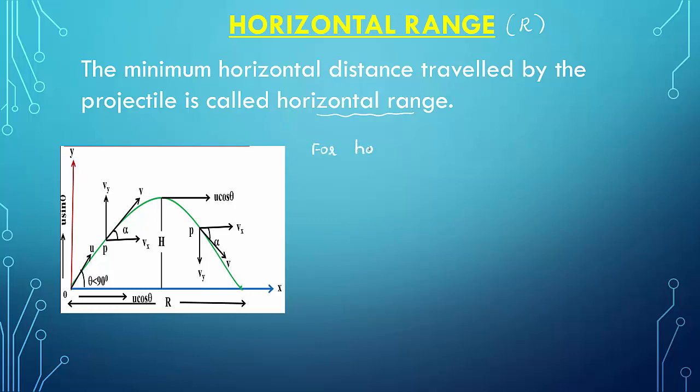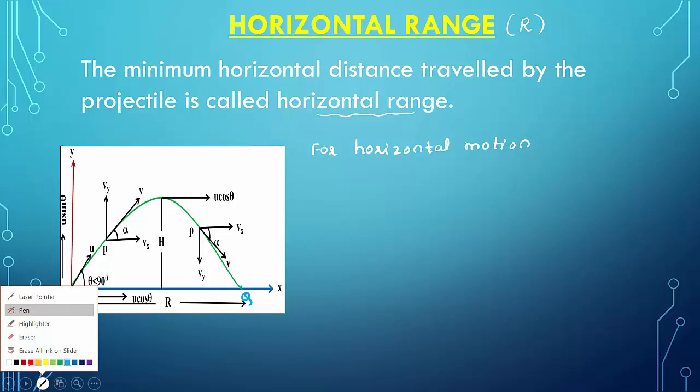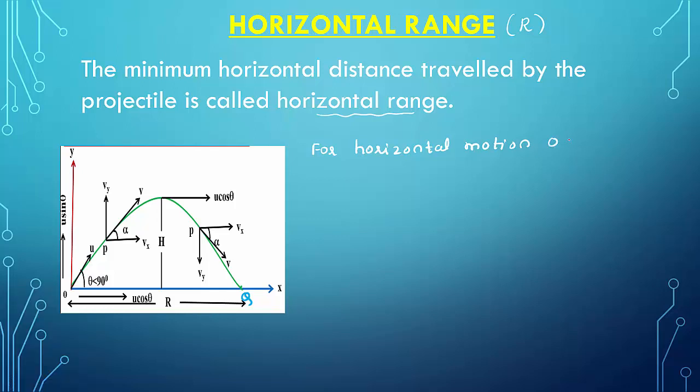For horizontal motion, we can take from O to Q. Observe here, the horizontal distance from O to Q. The maximum horizontal distance travelled by the projectile is called horizontal range, or simply range. Now first I am going to consider the initial velocity.